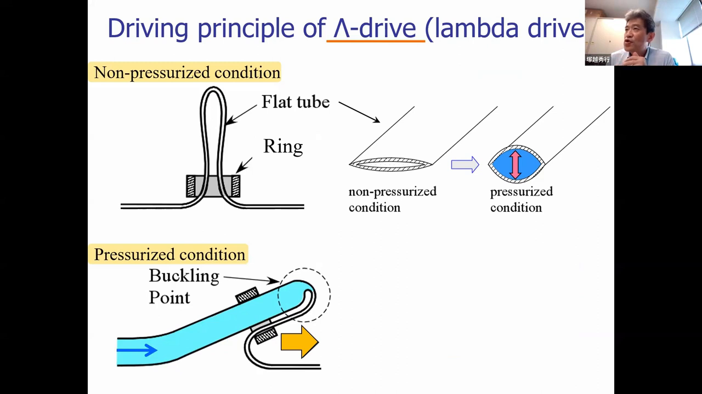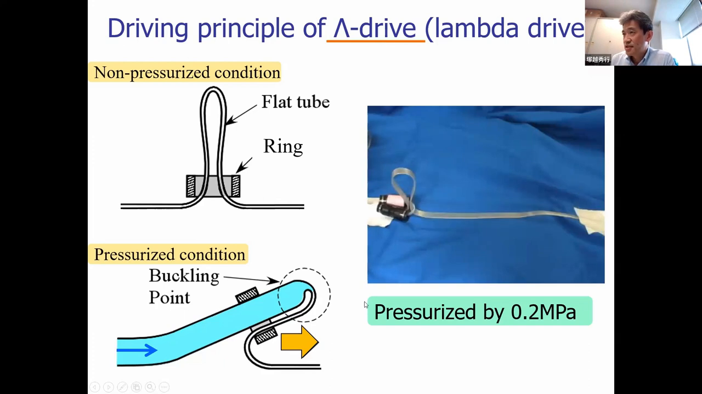So we tried to apply this movement for the actuator. Here, the flat tube is bent with a shape similar to the lambda. Then the ring is covered. We named it lambda drive. If one side of the tube is pressurized from this condition, the ring can slide smoothly along the downstream side of the tube.